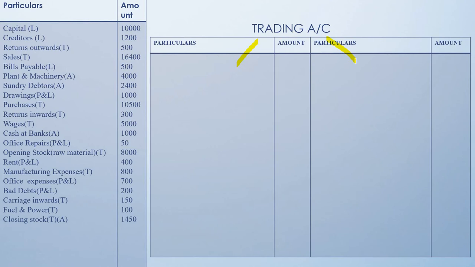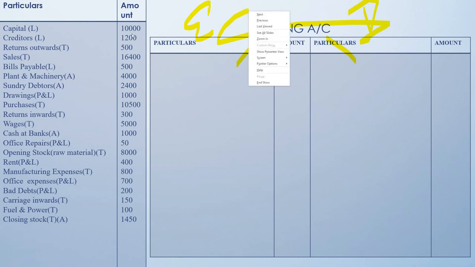Production means the activity that takes place in the production unit. They purchase raw materials and use the machines. By using the machines they do some process, and finally a finished product comes out in the market. So here we will record all the expenses, and here we will record all the incomes related to the trading account. First, let's see what the trading account items are.